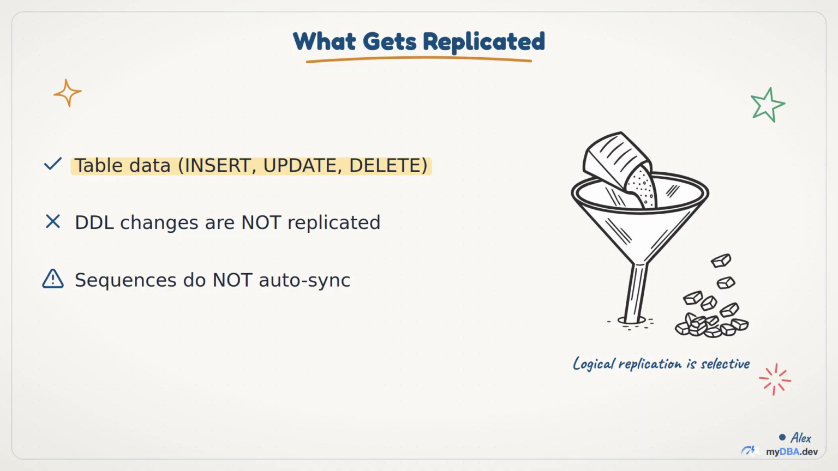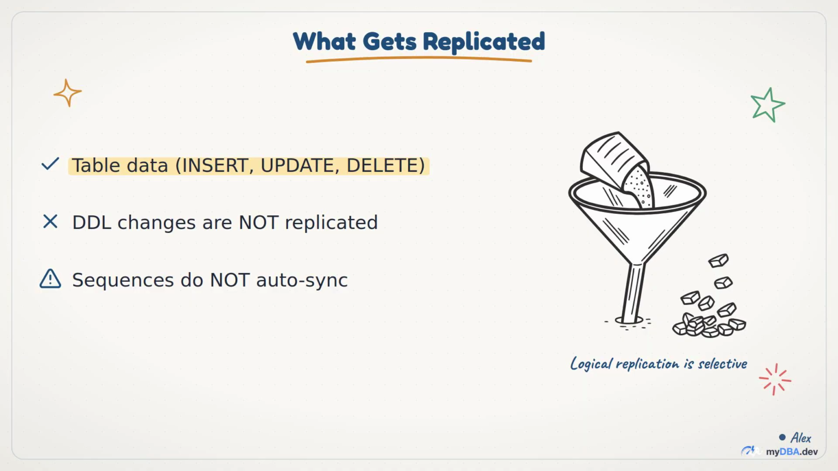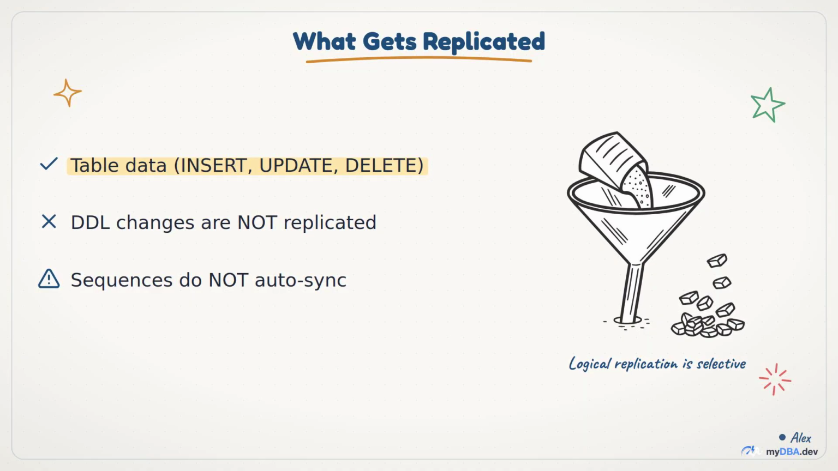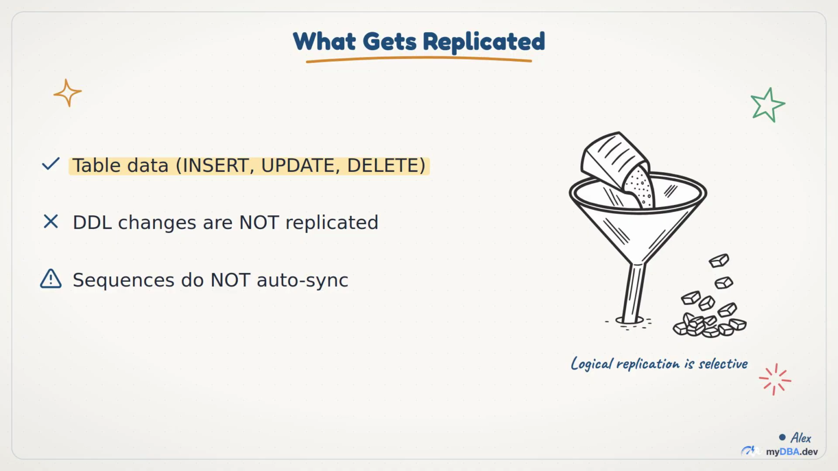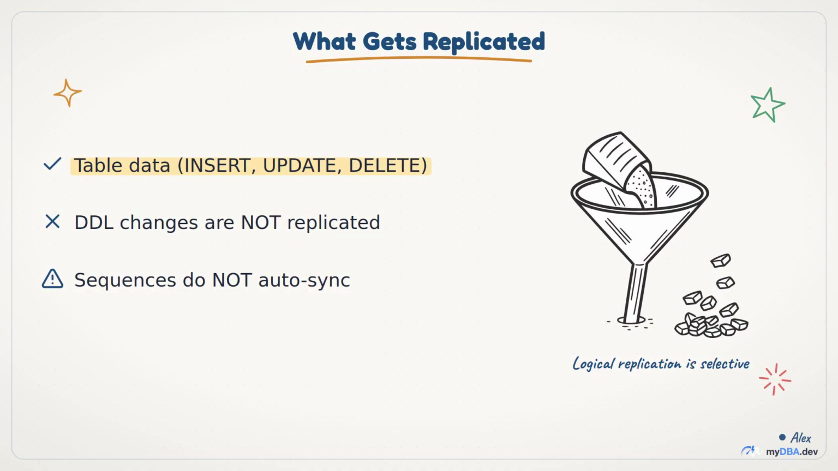Yes, and that's why we enforce a DDL freeze before cutover. During the replication phase, any schema change must be applied to both clusters manually in the same order. Sequences are another gotcha. Their current values don't replicate either, so you have to sync them separately right before cutover.